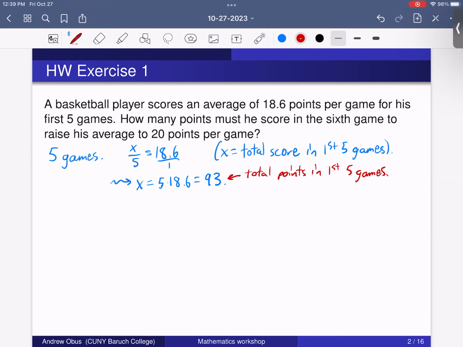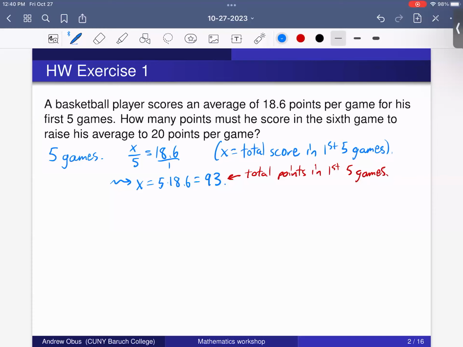Okay, so where do we go from here? Sorry, Harrison, you still want to keep going? Yeah, I wanted to. If someone wants to share, fine. But I wanted to just explain. Yes, Armstrong. I think in the 6th game, you need to get 120 points to raise the average to 20. Okay, so you think in the 6th game alone, 120 points? Yes. Okay, so how do you come to that? Can you explain?